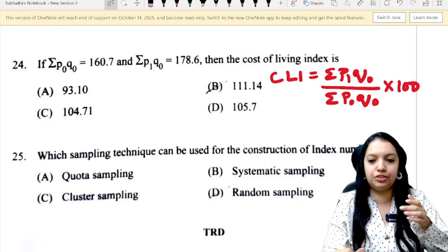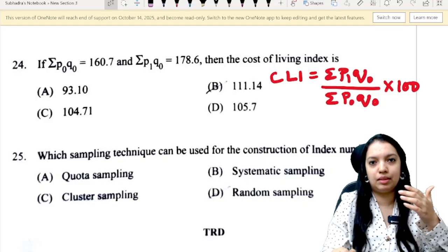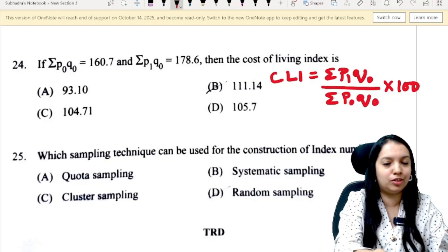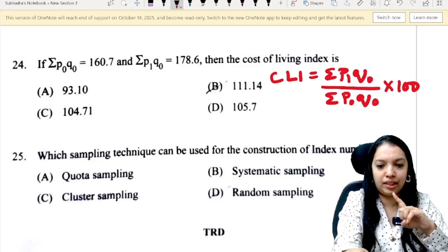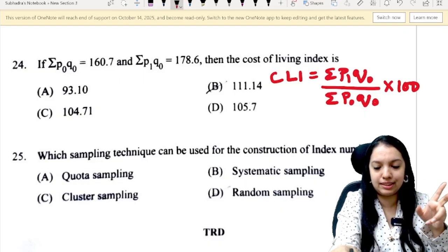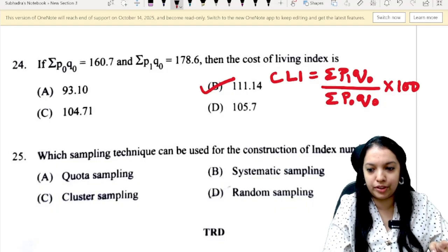Next answer, calculation of cost of living index, summation P1 Q0 by summation P0 Q0 into 100. This will be 178 by 160.7 into 100, 111.